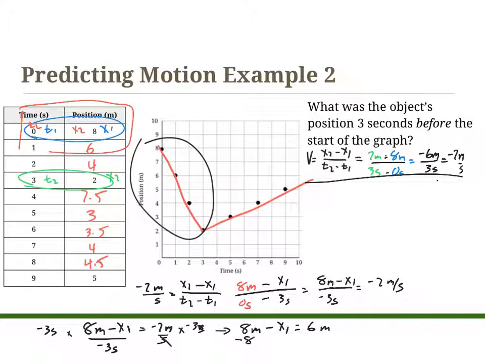So now I'm going to subtract 8 from both sides. That's going to give me a negative x1 equals 6 minus 8, which is a negative 2. And then when I divide both sides by a negative 1, my x1 is going to be 2. So that tells me that 3 seconds before the graph started, the position of my object is 2. Oh, that's kind of a lot, but it's not awful. It's just kind of keeping track.